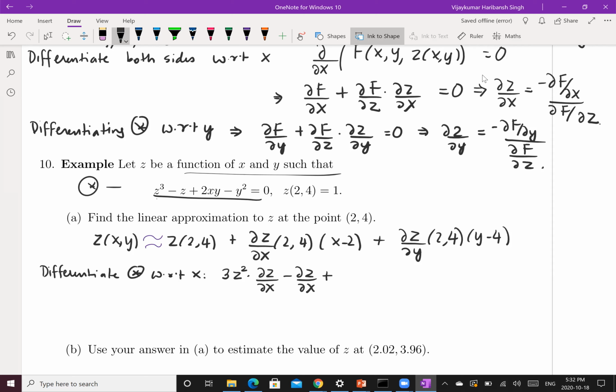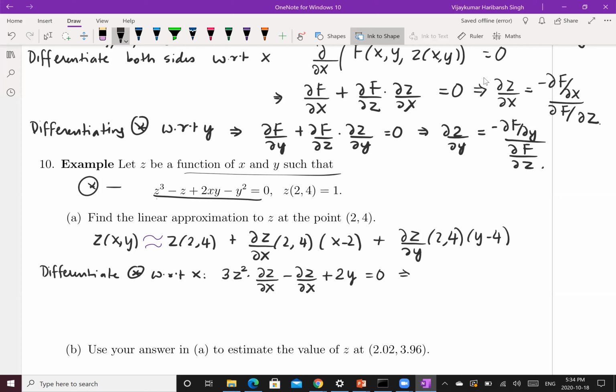Now I'm differentiating with respect to x, so 2x will become 2y minus 0, so the derivative of that is 0. And then I get on this side, I get 0.